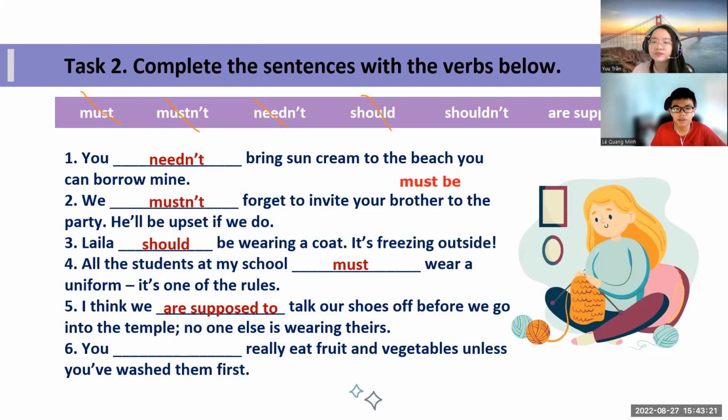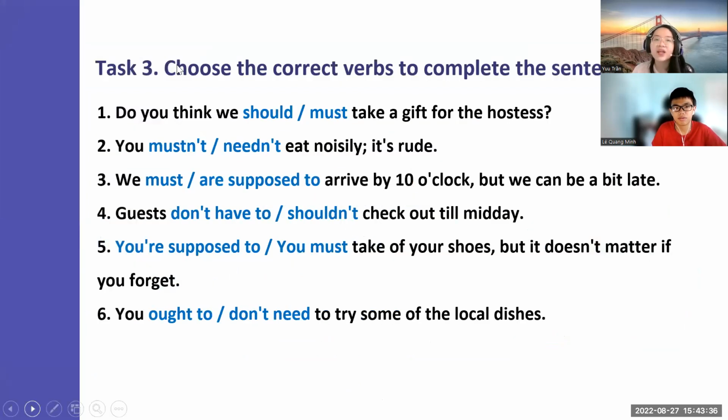you shouldn't really eat fruit and vegetables unless you have washed them first. That's right, good. Okay, now do you understand how to use these different modals? Yes. Okay, yes, thank you. Right. Choose the correct verbs to complete the sentences. Now, in each sentence, they give you two choices. Okay, give your own answer, and if you can, please explain why.